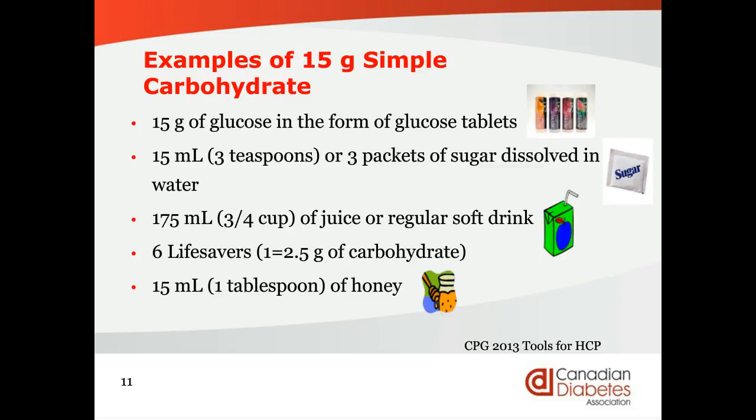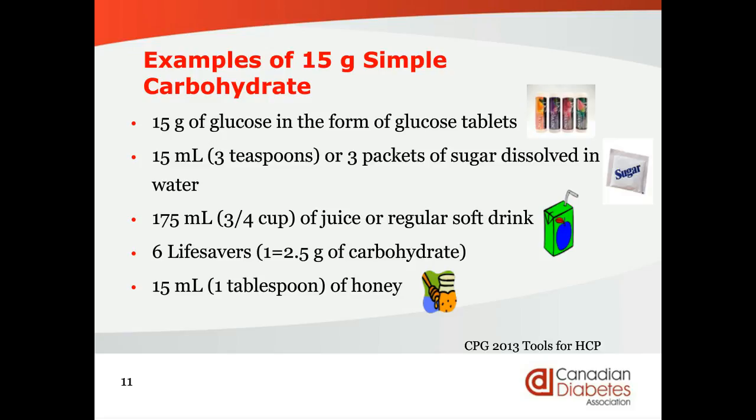So these are examples of 15 grams of simple carbohydrate, your glucose tablets, and the one that I know that's in Ontario and maybe in other provinces as well is the Dex-4. So they say Dex-4 because 4 dextrose tablets will give you 16 grams of carbohydrate, because each Dex tablet has 4 grams of simple carbohydrate.